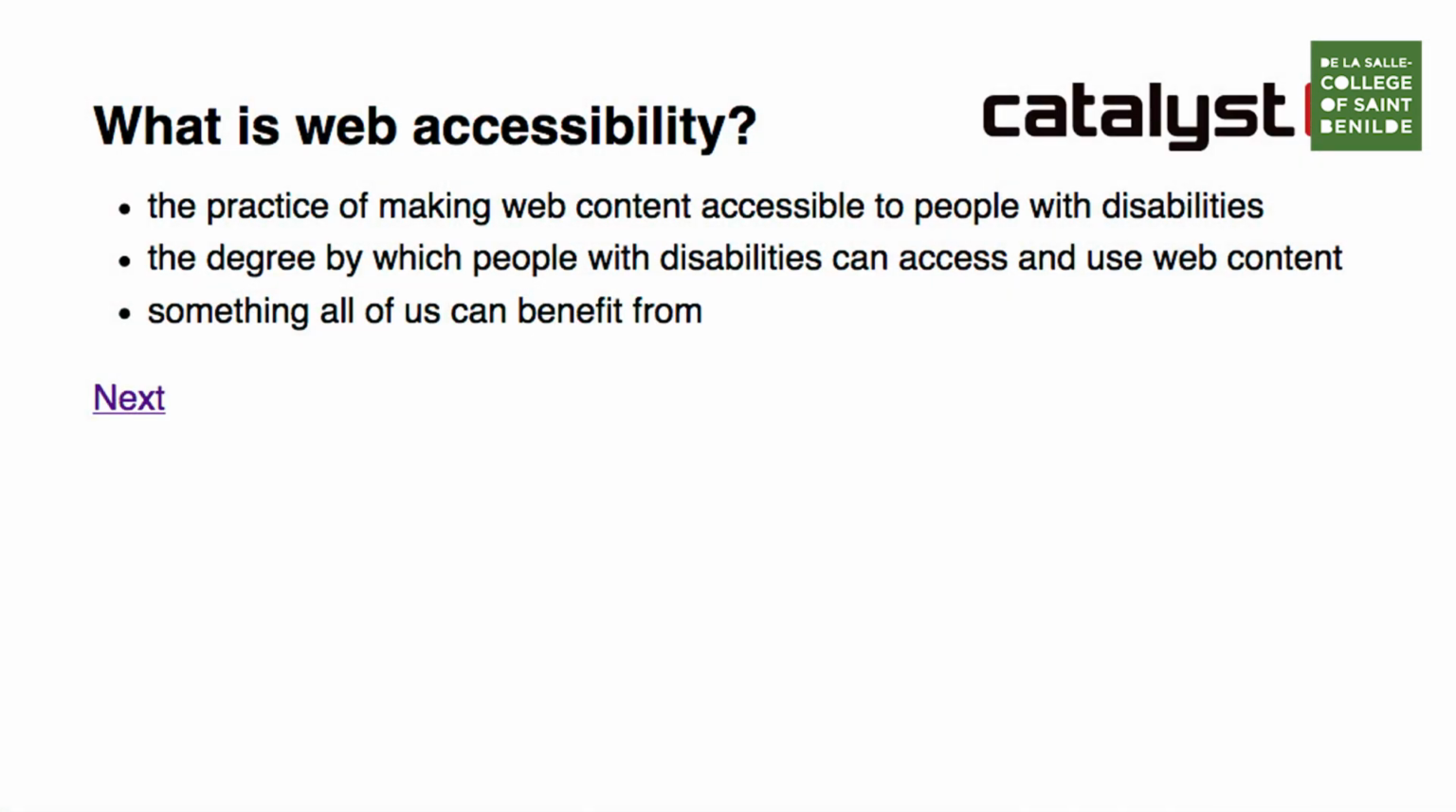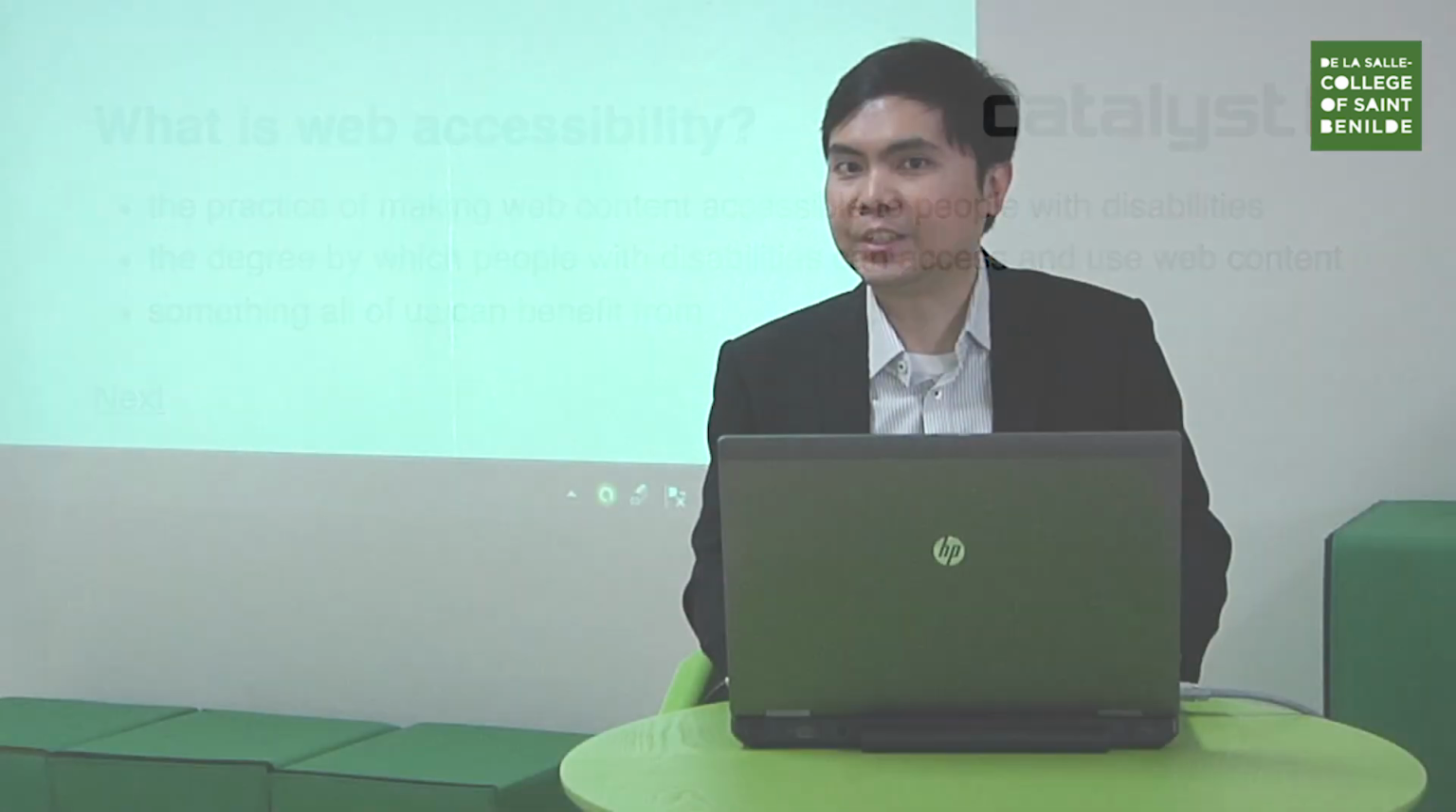What is web accessibility? Accessibility is the process of making web content accessible to people with disabilities. Web content includes web pages, HTML documents, PDF documents, spreadsheets, video and audio, basically anything that you can download from the internet. People with disabilities include persons with visual impairment, people who are totally blind, people who are partially blind.